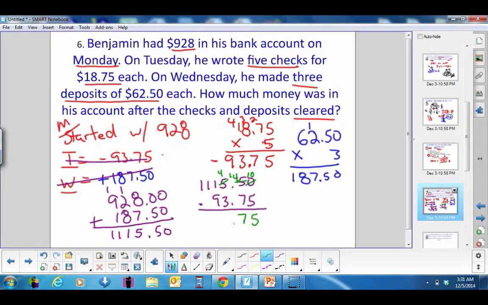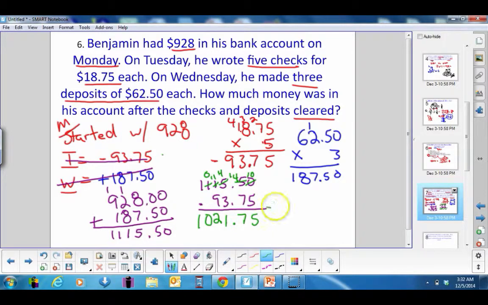Bring down my dot, my decimal place. 4 minus 3 is 1. And now I have this trickiness right over here, right? So I can't take away 9 from 1, so I have to borrow here. This becomes a 0, and the 1 becomes 11. 11 minus 9 is 2. I bring down 0 minus nothing here, it's going to be 0. And then I bring down the 1.